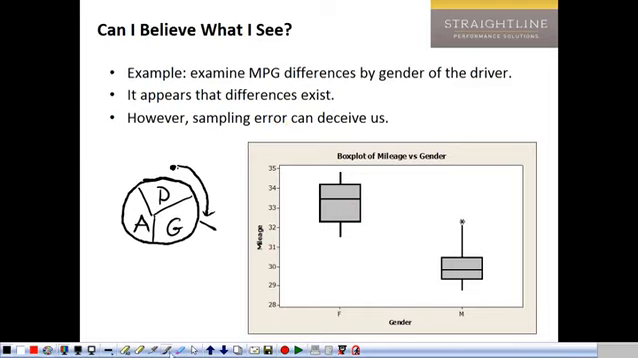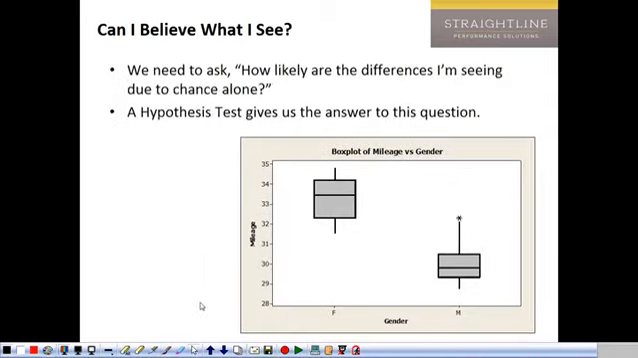Can I believe what I see in the plot? Inferential statistics is the A part, analytical, that's going to tell us, yes, I can believe what I see. Or no, I can't. Okay. And that's really the question. How likely are the differences? A statistician would say it this way: how likely are the differences I'm seeing due to chance alone? That's what a statistician would say. I like the more vernacular. Can I believe what I'm seeing in either a plot or a table?